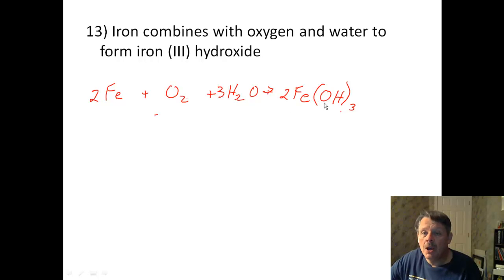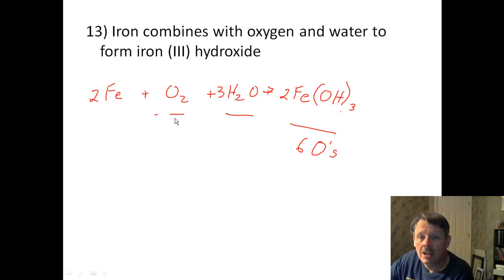I have to deal with my oxygens. Over here I have a total of 6 oxygens. And so here I have 3, and here I have 2, and I definitely have a problem. What did I do wrong? I have 2 irons, I have 6 oxygens, 3, 4, 5. Gee, I'm stuck. It looks like what I need is, let me see, I've got 3 here, so I need 1.5 oxygens. Well, that's not going to work.